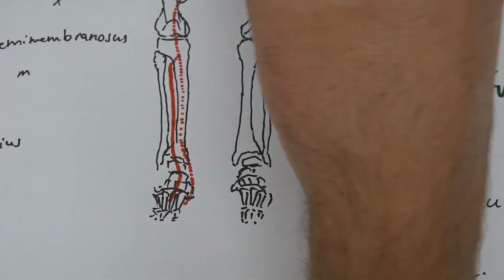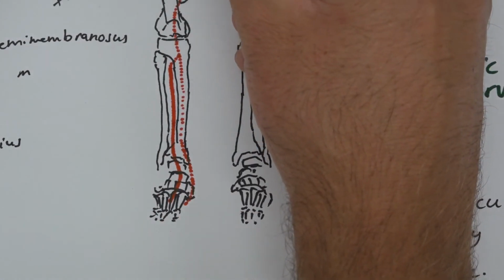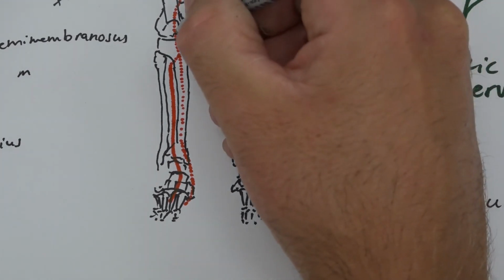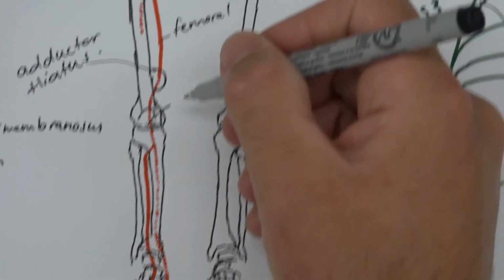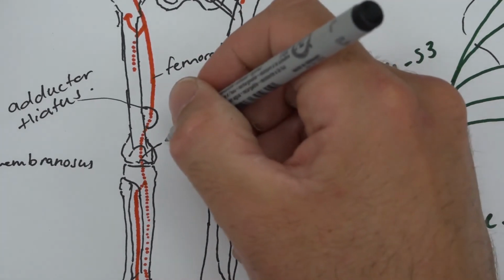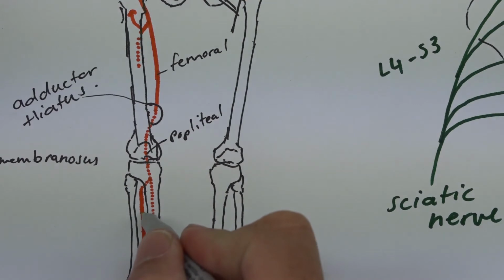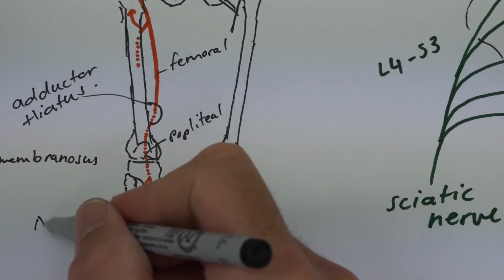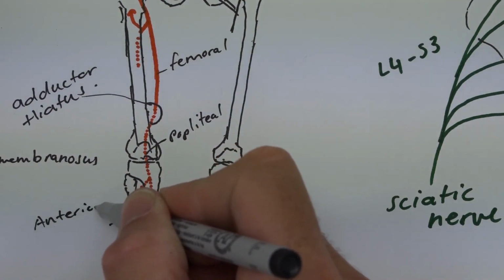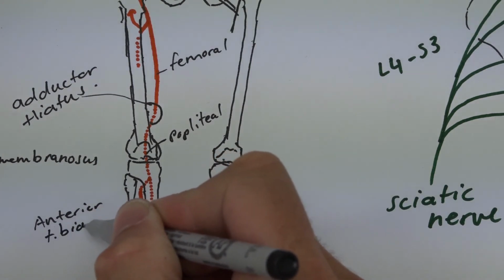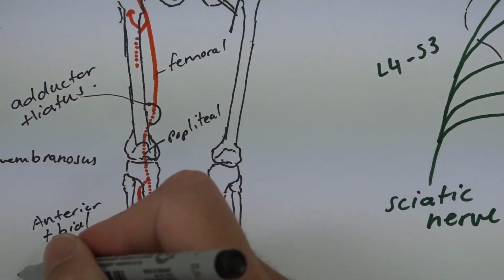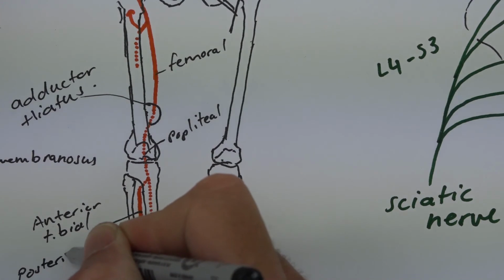So if we label this one here, we know that it's femoral above. One behind the knee we know is popliteal. The one running in front of the tibia, anterior tibial. The one running behind the tibia, posterior tibial.